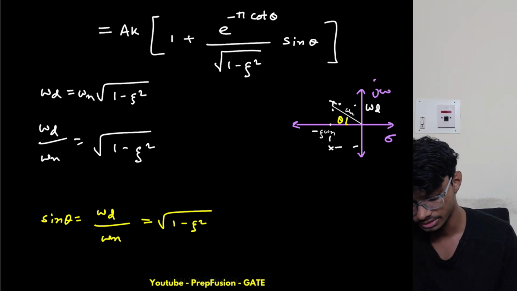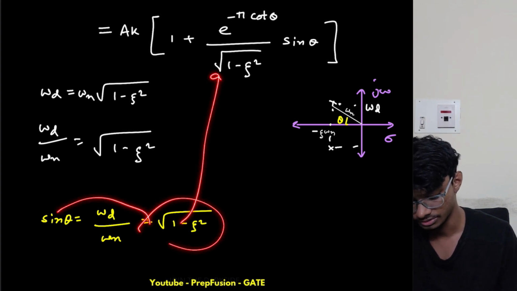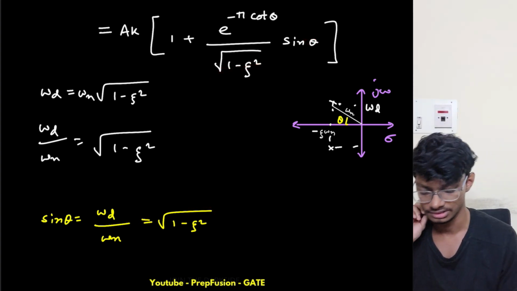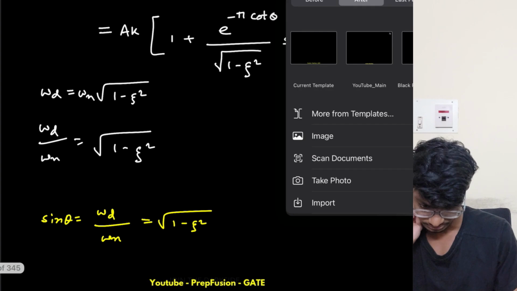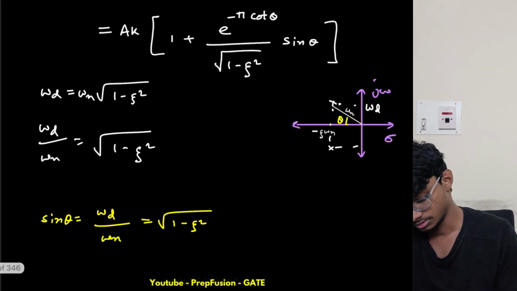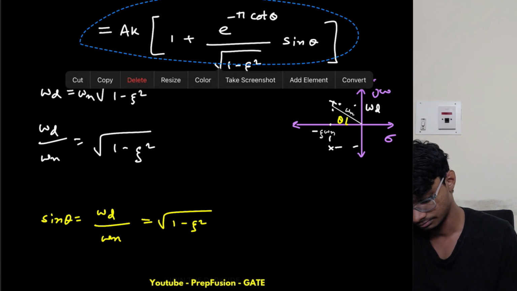So what I will do is I will replace this under root 1 minus zeta square with sine theta, and what I see is that the sine theta is getting cancelled, right? So my sine theta is getting cancelled. So yeah, let me copy this one.